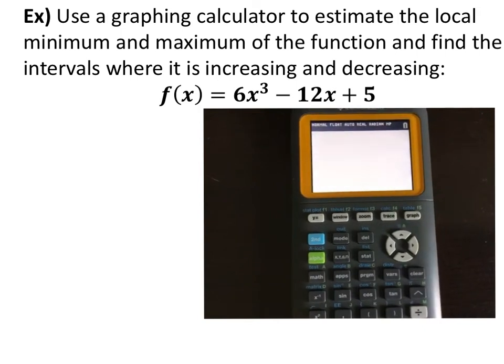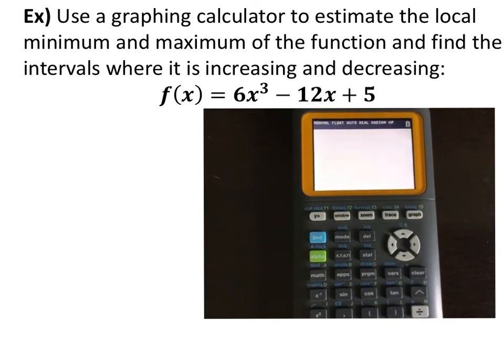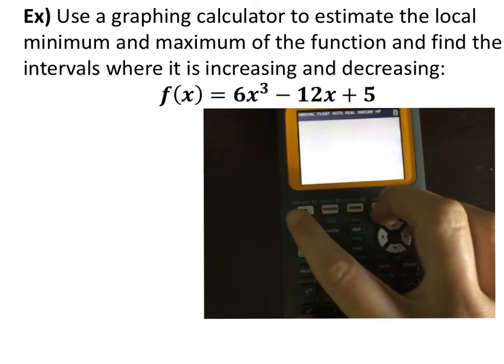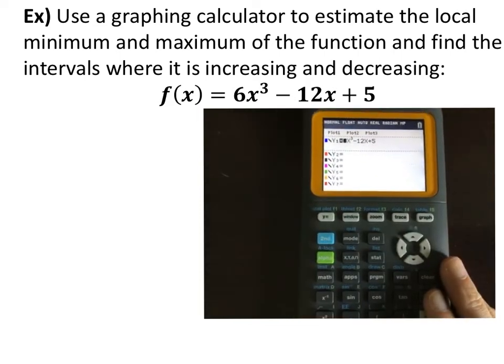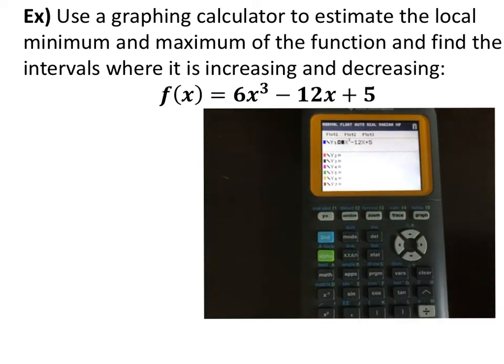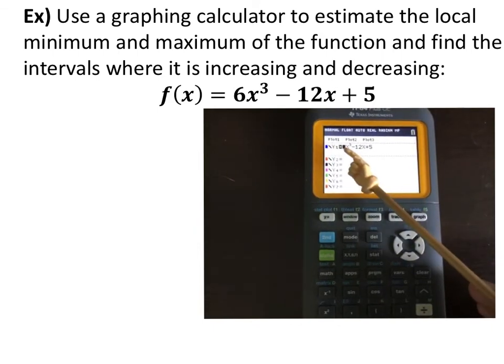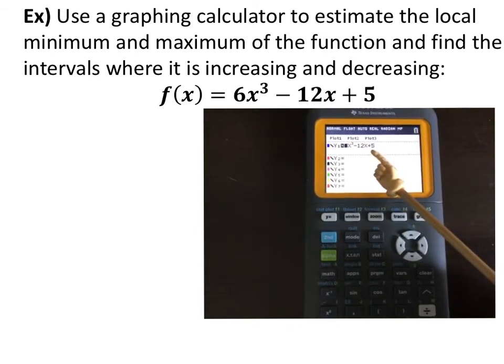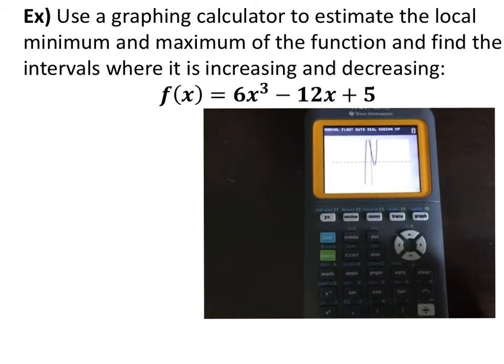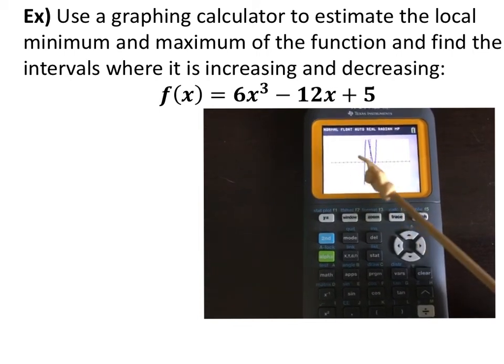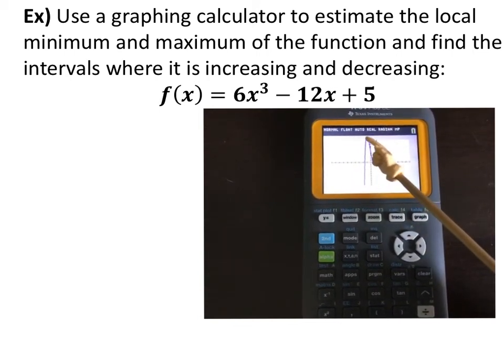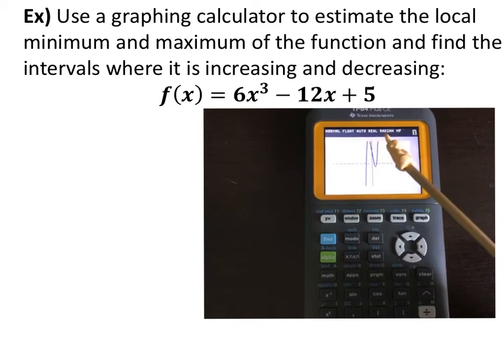To use your graphing calculator to find minima and maxima, local min and local max, first you're going to go into y equals, and under y1 you're going to type in the function. So we have here 6x cubed minus 12x plus 5. And then you're going to hit graph. So here we have the function, it's nice and graphed. You can see we're missing our local max up here. So I need to adjust the window.